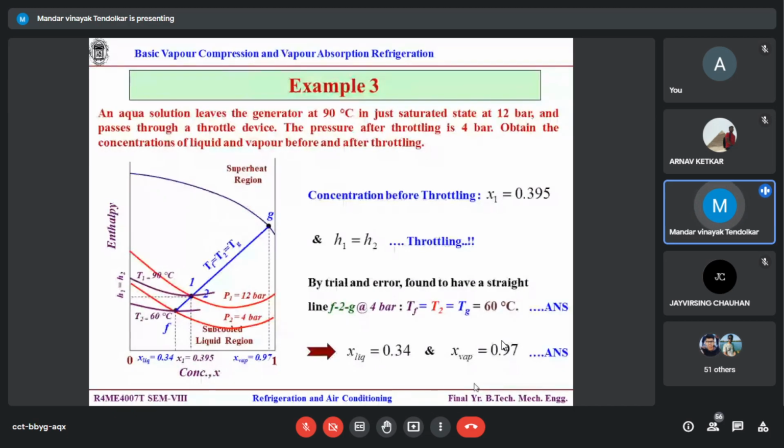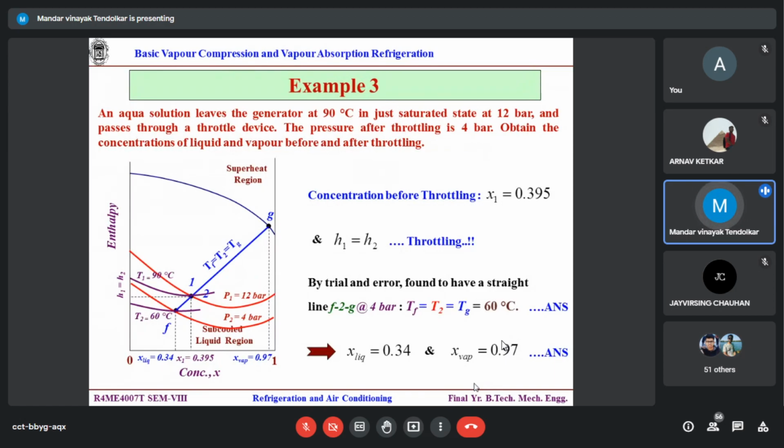So I have to trace the 4 bar line. Assume some F, trial and error. Find out G with respect to 4 bar now, not 12 bar, and find out F to G. Wherever it matches, that is your temperature. I got the value as 60 degrees Celsius. What is asked? Obtain the concentration of the liquid and vapor before and after the throttling.